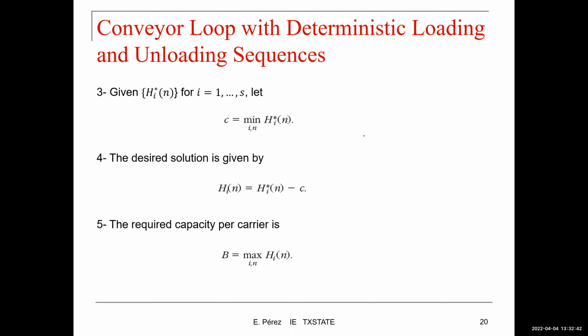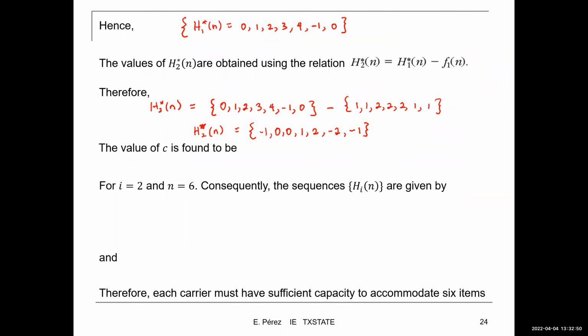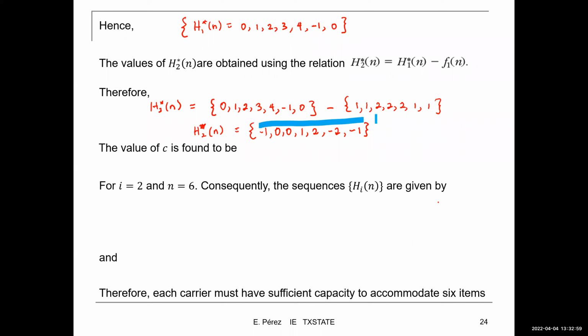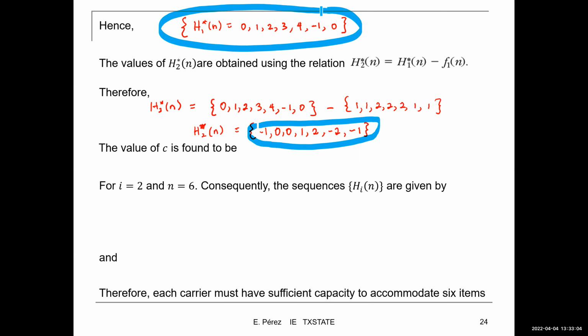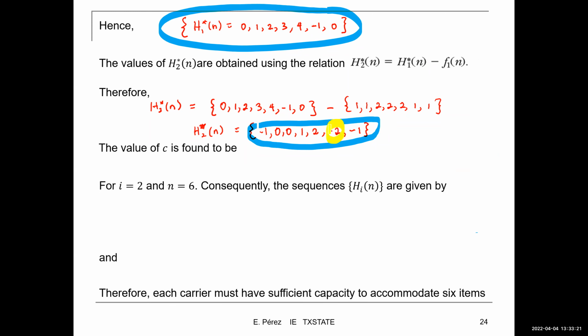So now we can get to this part in which we're going to look for the minimum of all the H values, including station 1 and station 2. So the minimum for all those H values, we have to observe these numbers right here, and these numbers right here, and find the minimum. So in this case, what is the minimum value between those two sets? -2.